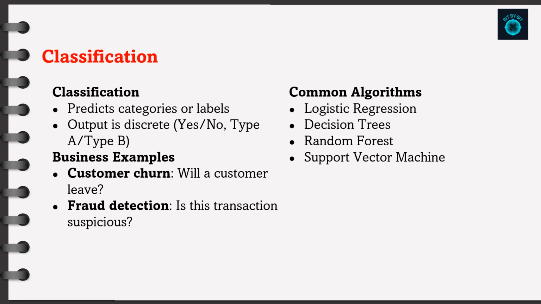In this case, the model analyzes transaction data and flags suspicious patterns that may indicate fraud. For example, multiple purchases in different countries within minutes could trigger a fraud alert. Some popular algorithms for classification include logistic regression, decision trees, random forest, and support vector machines. Each has strengths and trade-offs in terms of accuracy, speed, and interpretability. The key takeaway is, use classification when your problem is about categorizing something rather than predicting a continuous number.